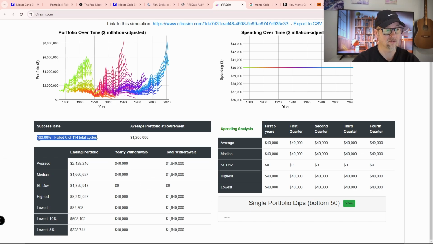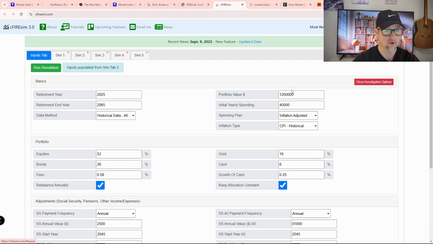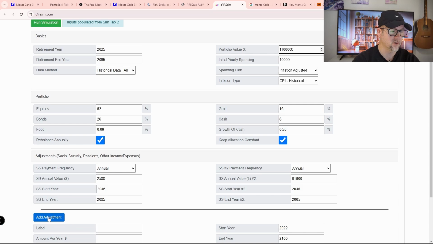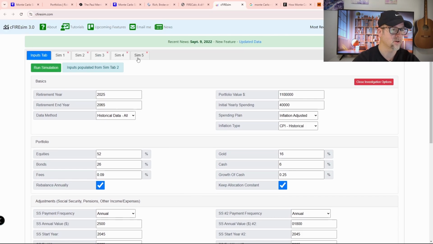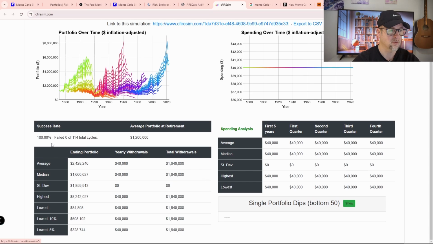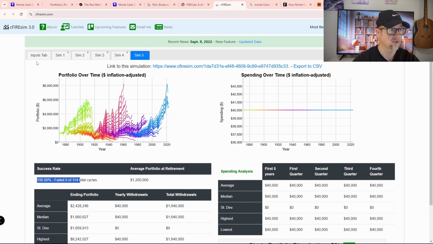So let's go back and see when we start to see it potentially fail. Okay, so I'm going to change this to 1.1 million. Oh, okay. Maybe 40,000 is not enough, but let's see what the 1.1 million does to this portfolio, and then we'll start adjusting the yearly spending. Okay, so we're Sim 5 now, and we are still 100% success. Okay, so that's good to see.